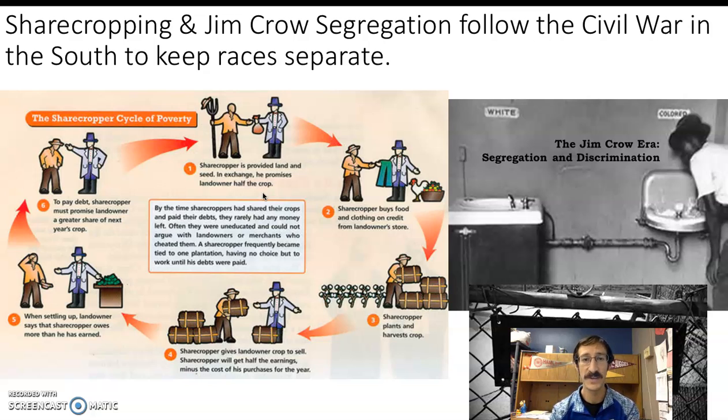With sharecropping, the idea was that they need a job, they need land to farm and a means to live and survive. So let's still have them work on the plantation, but now they'll be working on small farms, and they're going to owe the landowner, the former plantation owner, in return. The system was, they get land and seed in exchange. They'll give the landowner half the crop. The sharecropper will buy food and clothing from the landowner, or do it on credit. They'll plant and harvest it, and the landowner gives them that stuff to sell. They'll get half the earnings minus the cost of the purchases.